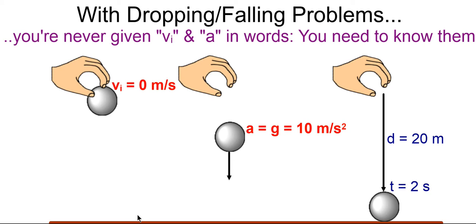Okay, that's it. The trick with falling problems is you must know that if it's being dropped, the initial velocity is 0, and it's falling, so the acceleration is 10, and you'll never be told that in the problem. You must know and pull those things out and use them.